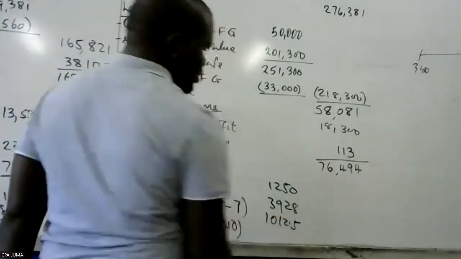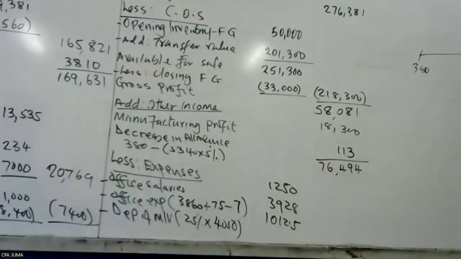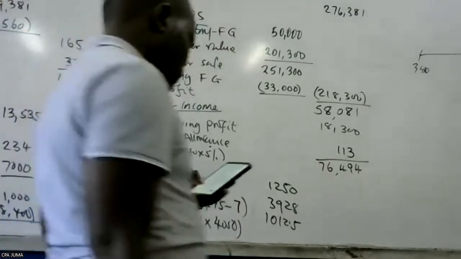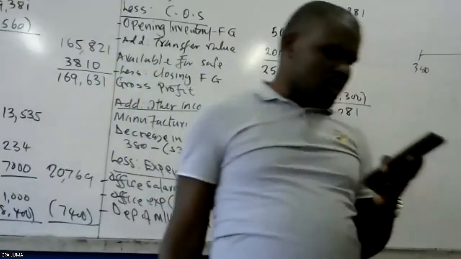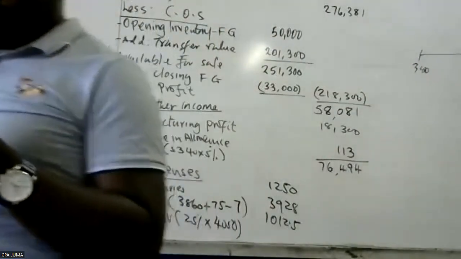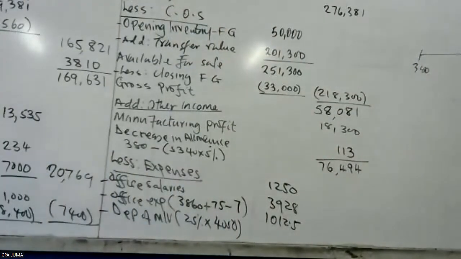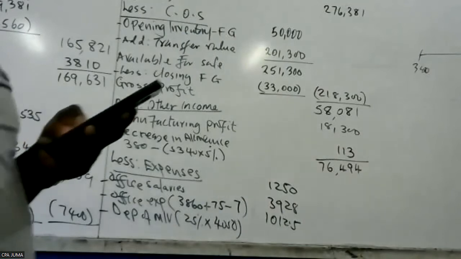12.5. Give us there. Then note 1, note 5, the inventory of finished goods. The directors decided to transfer.